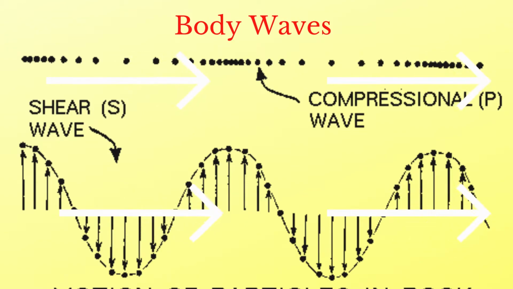Let's talk a little more about body waves. A body wave is a seismic wave that moves through the interior of the earth. They travel along paths controlled by the material properties of the earth's interior. When we describe these waves, we can talk about how the particles move in relation to the direction of wave propagation. In the diagram, the white arrows show the direction in which the waves propagate.